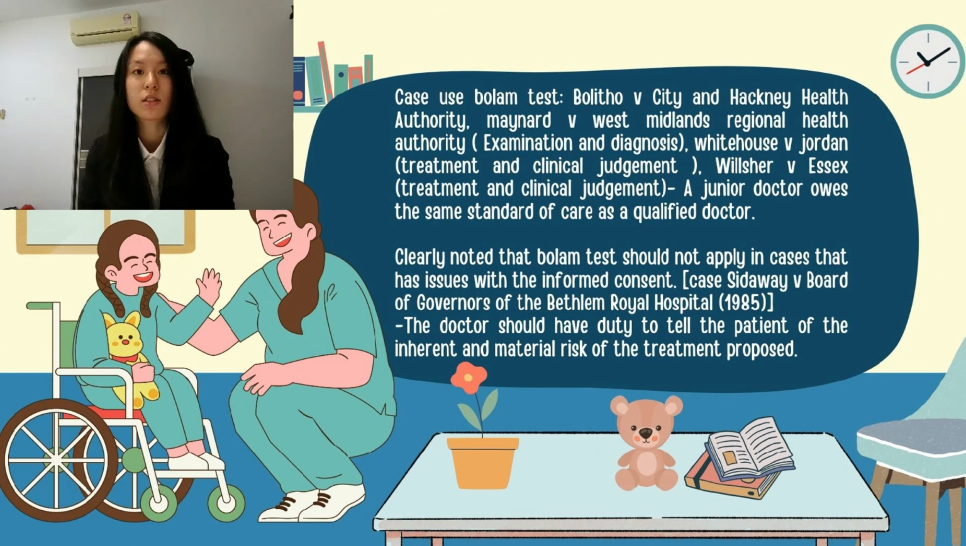There are a lot of cases which use the Bolam test. The first case which used the Bolam test is Bolitho against City and Hackney Health Authority, followed by Maynard against West Midlands Regional Health Authority for examination and diagnosis purposes. And then the case Whitehouse against Jordan also used the Bolam test for treatment and clinical judgment. And the case Wilsher against Essex also used the Bolam test for treatment and clinical judgment.